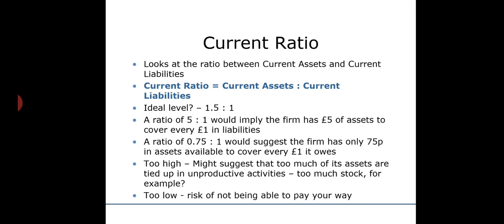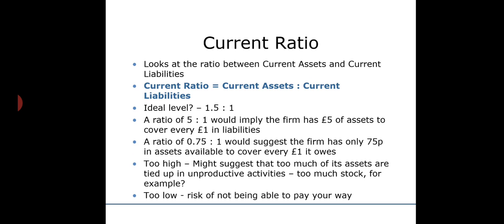When you calculate the ratio between your current assets and current liabilities, it is nothing but the current ratio. So the formula given is current assets to current liabilities. The ideal level is 1.5 to 1, meaning your current assets should be 1.5 as compared to the liabilities. Your assets should be greater than liabilities. Always remember, if you are working as a profitable banker, your assets should be greater than your liabilities.